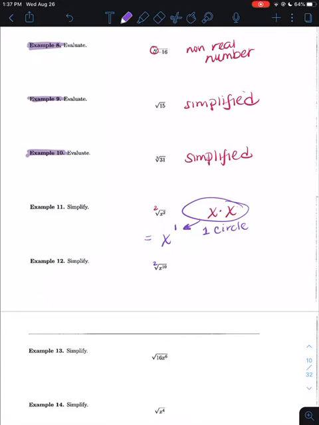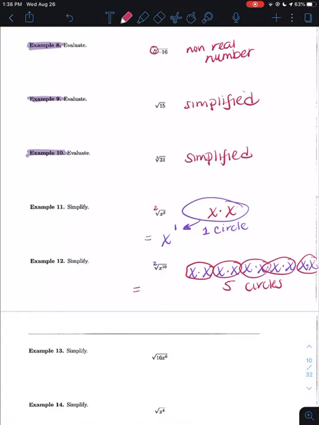If I had to do x to the 10th power, then I'm going to write x out 10 times: 1, 2, 3, 4, 5, 6, 7, 8, 9, 10. And then you're going to group them together in pairs of 2. So I have 1, 2, 3, 4, 5 circles. And what's inside those circles? X is inside those circles. So I'm going to put x to the 5th for 5 circles.